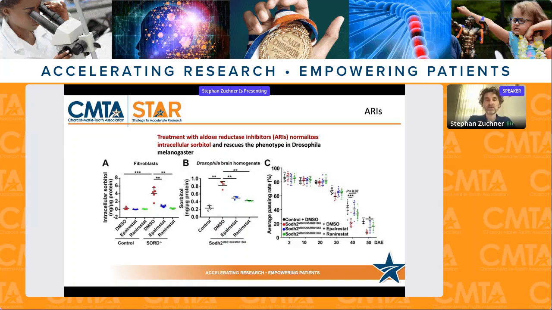And you will hear later today from a company, Applied Therapeutics, that has a novel type of these aldose reductase inhibitors. And they have already started some preliminary trials. I'm sure they will tell you about it. Great excitement that these drugs might soon come to CMT patients in the United States to be tested. We need to first test if they really work in patients, because humans are not flies, obviously. But we have great conviction that this will be a success story. So more on this later.